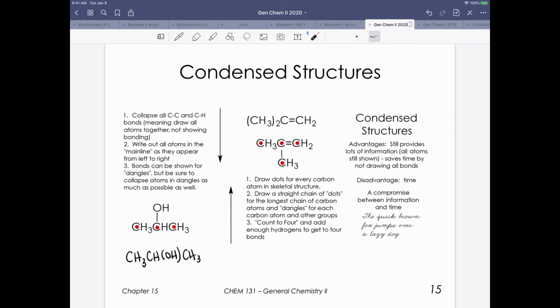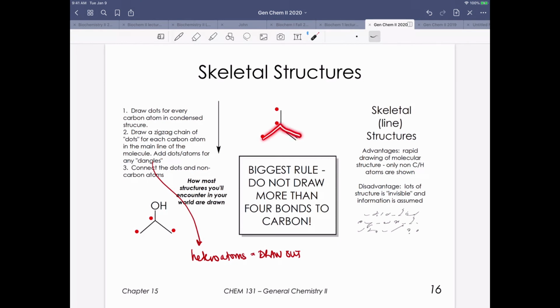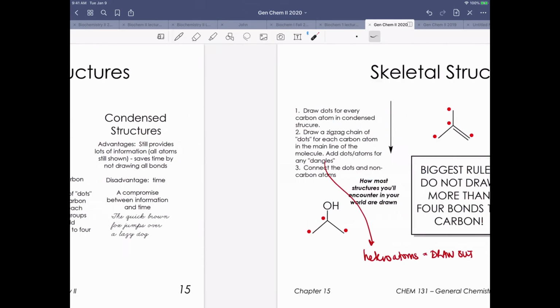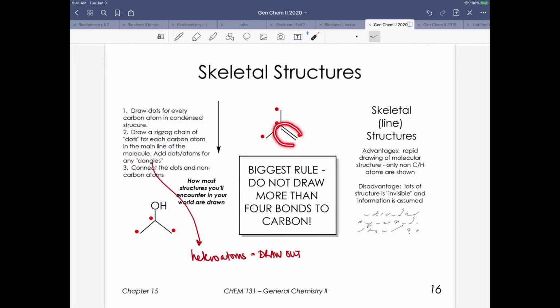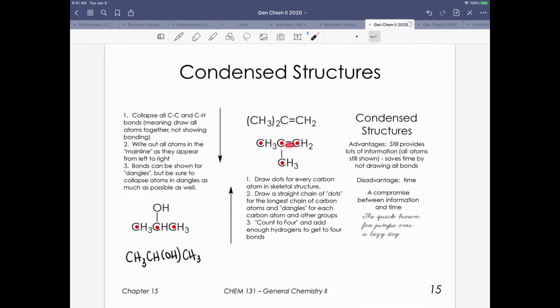I'm going to draw a straight chain of dots for the longest chain of carbon atoms that I see, and then dangles for each carbon atom and other groups. So again, here was my longest straight chain of carbon atoms. 3. So that's why I drew 3 carbon atoms across here, and then I had 1 that dangled off. Now look here, I can see that 2 carbon atoms were double bonded, so I'm going to draw a double bond in here.